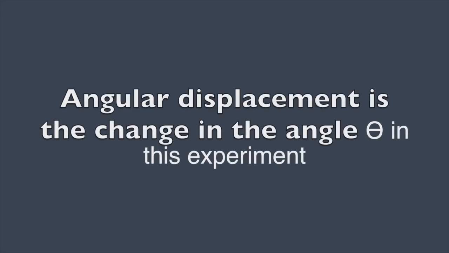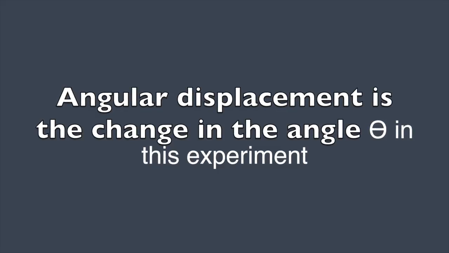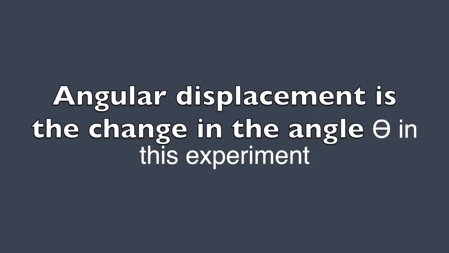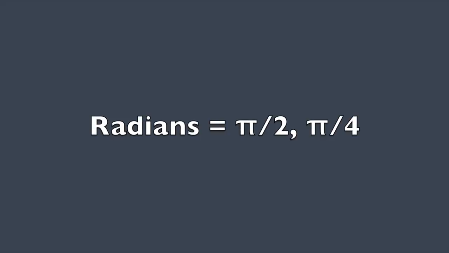All right. The next problem we did was angular displacement. Angular displacement has to do with doors and things and other levers. Angular displacement is the change in the angle theta in an experiment or in a system. These angles are usually measured in radians, pi and pi r, or pi and pi halves.